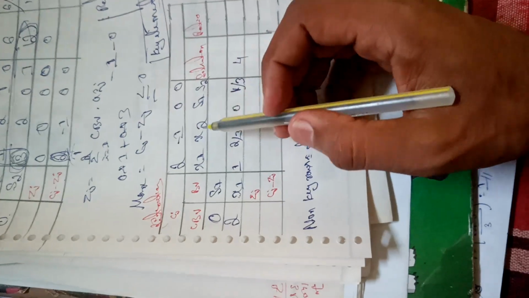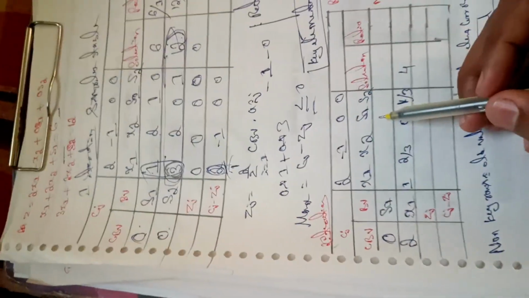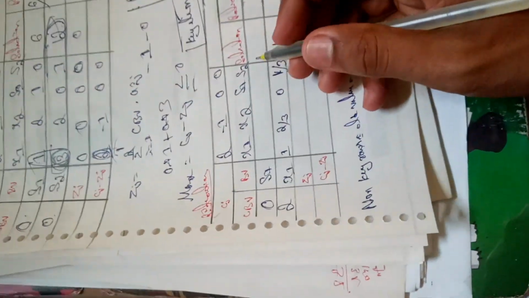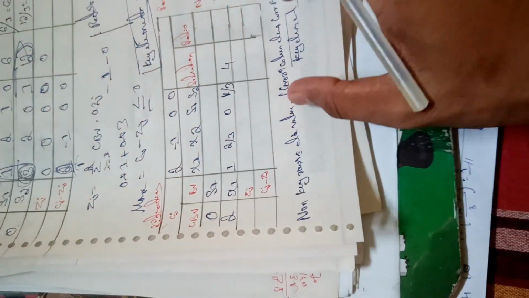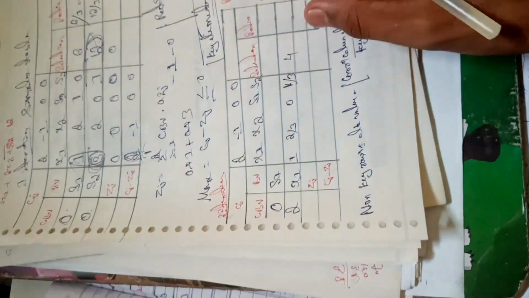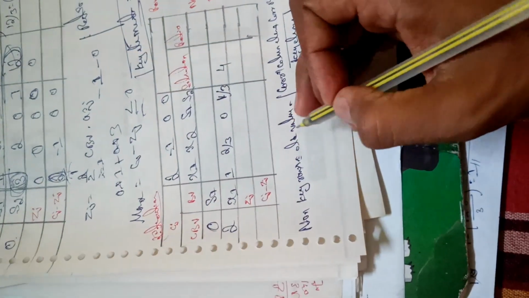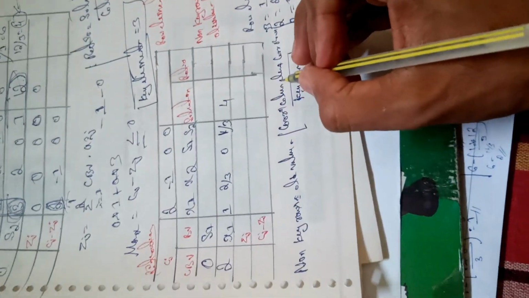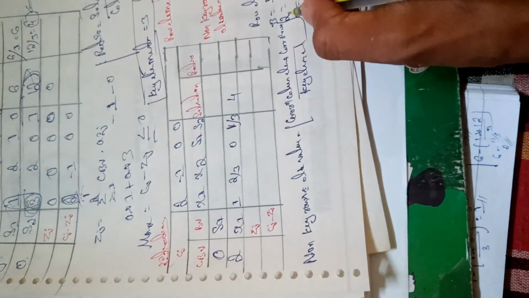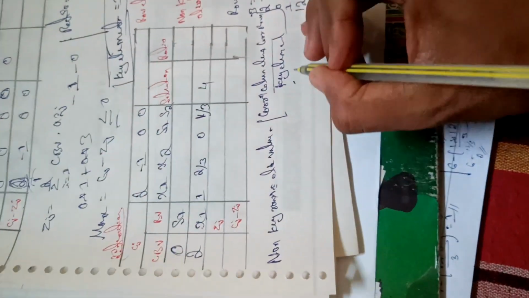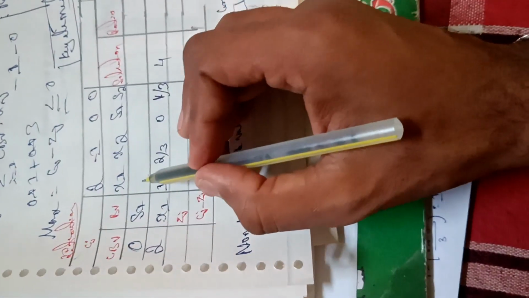Now we need to find out the non-key rows. To find the non-key rows, there is a formula, which I told in the previous problem itself: old value minus, in square brackets, corresponding column element into corresponding row element divided by key element. By using this formula we need to find the elements.